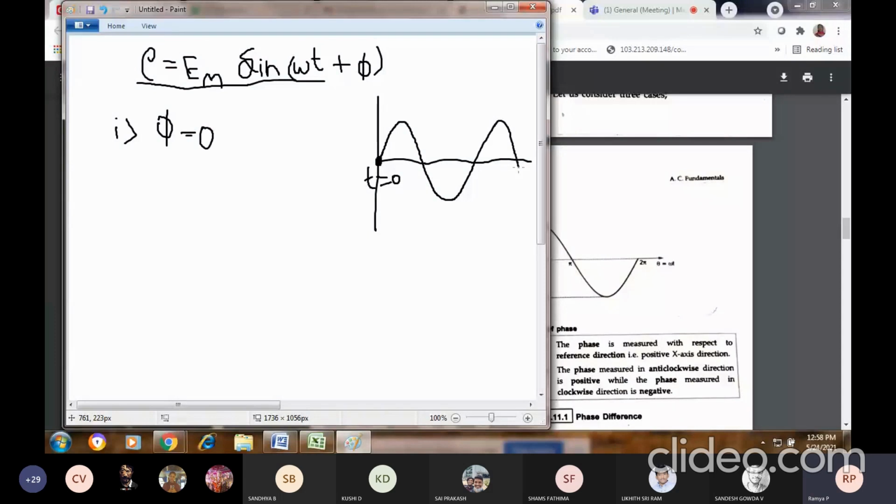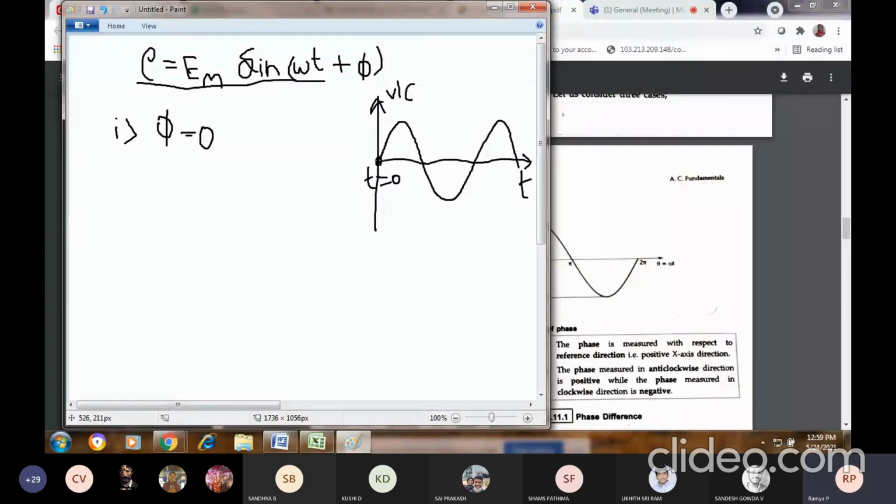And I'm going to show you the phasor diagram. This is just a waveform that I'm showing with respect to time versus voltage or current. If my phase angle is 0, my waveform will start from 0 itself. Just keep this concept in mind.